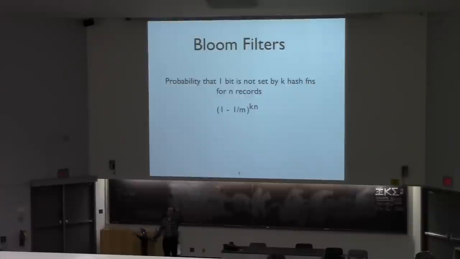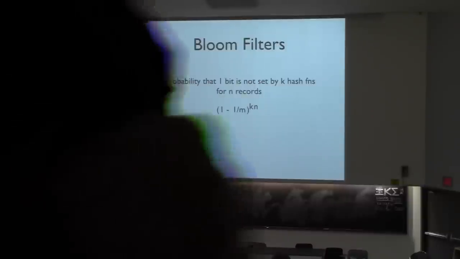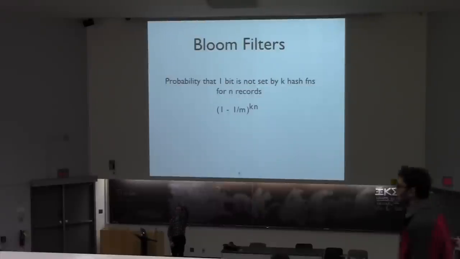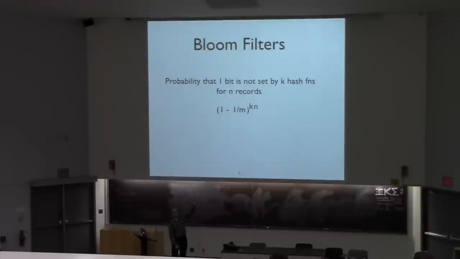Now, I have these k bits, I have n records. For a given record, I have k bits set. Making a couple of independence assumptions that aren't strictly speaking true, how can I approximate the chance that all of its bits are going to be set? Let me back up. What is the chance now that a given bit that I'm trying to test for won't have been set by n records? This is basically the inverse of the probability that this event doesn't happen. So one minus that.